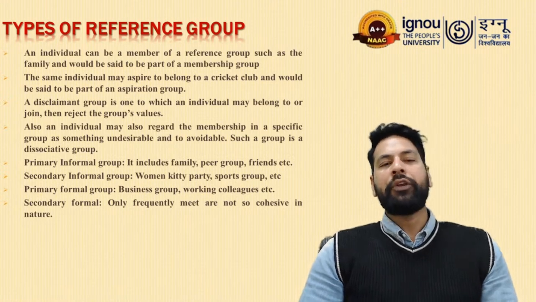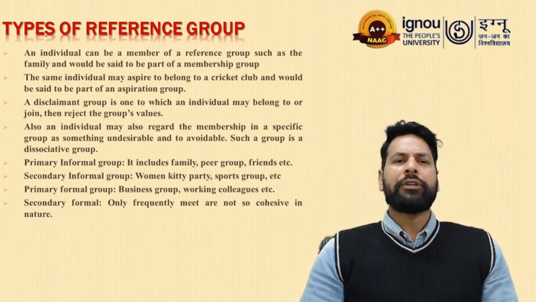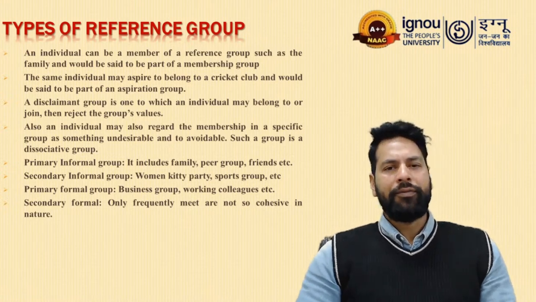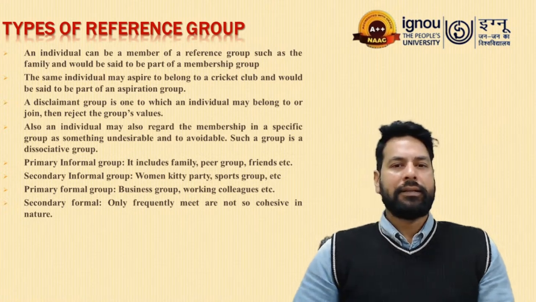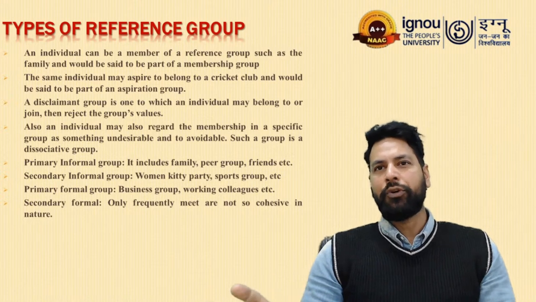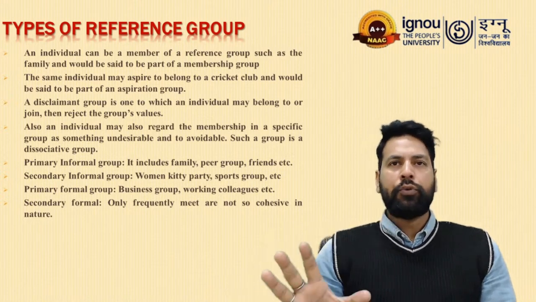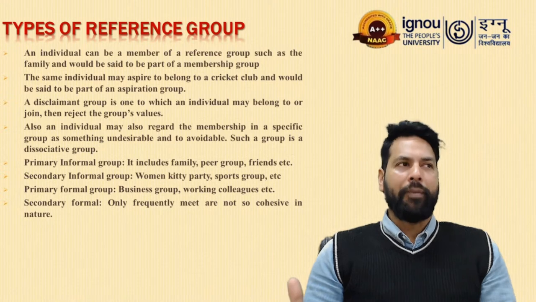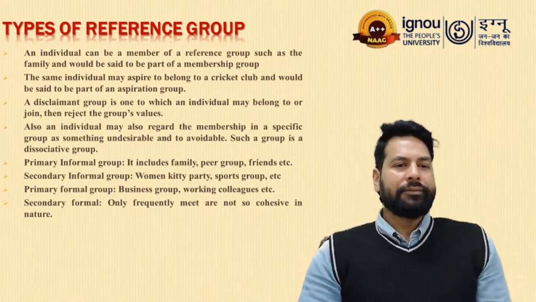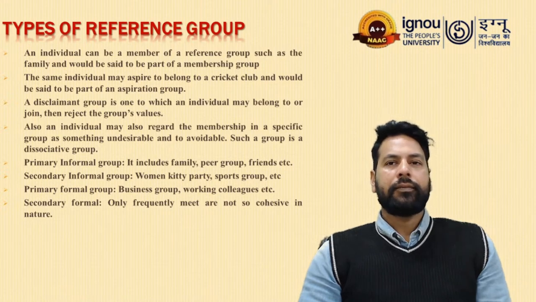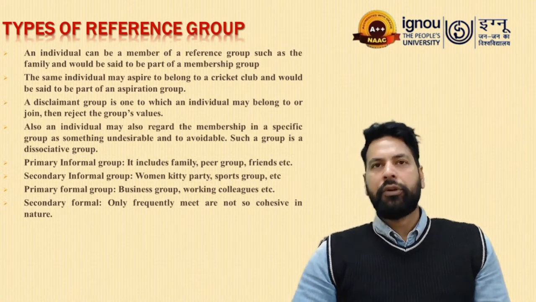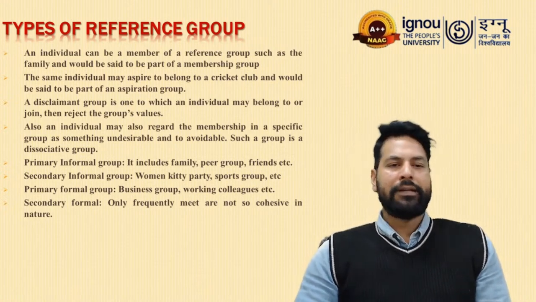Now we'll talk about the primary informal group. Primary informal is where I was born: my friends, my family, my group, my classmates. Why did I say informal? Because in family and in groups, there are rules, but those rules are not written. They are not very formalized, unlike what you see in your offices. Like the primary formal group I mentioned, there are certain rules and regulations by which you have to abide. You have to come at a certain time and leave at a certain time.